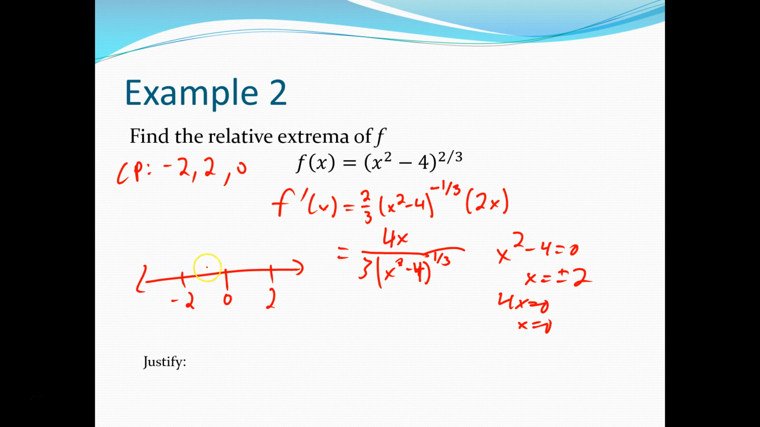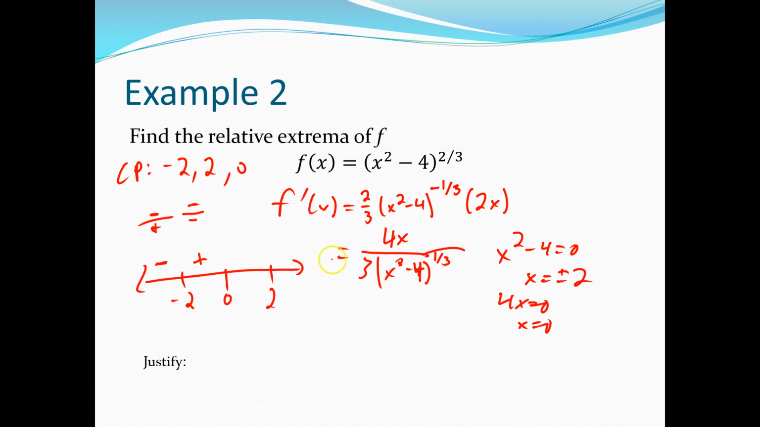So we talked something before, between, and beyond. So before negative 2, let's try negative 3. So negative 3 upstairs gives us a negative on top. And then on the bottom, negative 3 squared is 9, minus 4 is positive 5. Cube root of 5 is going to be positive, so on the bottom we have a positive number. So negative over positive gives us a negative. Between negative 2 and 0, how about negative 1? Negative 1 will give us a negative 4 upstairs. And on the bottom, negative 1 squared is 1, minus 4 is a negative number. Cube root of a negative will stay negative, so we have a negative on the bottom as well. So negative over negative gives us a positive.